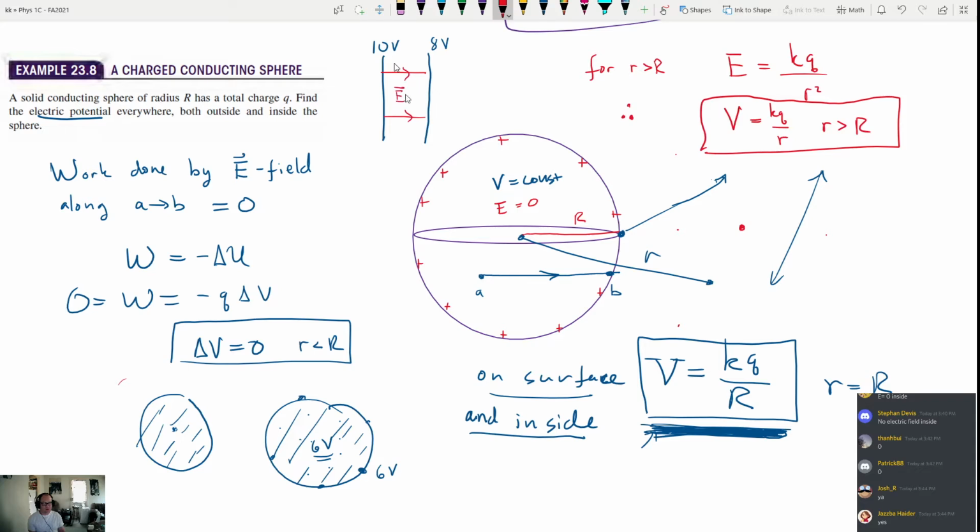It's required. So the only way the electric field can be 0 is if the entire object is like an equipotential surface, if it all has the same potential. Because any difference in potential produces an electric field. Any difference.